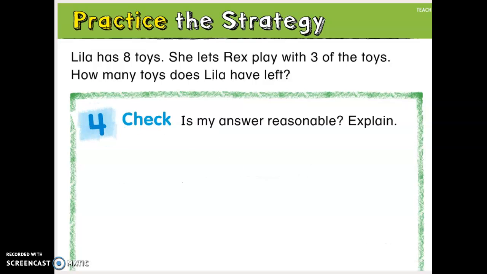Now, on this strategy where we check our answer, we just have to explain our answer. So to check this, we knew that she had 8 toys to begin with. She took away 3 toys, so it was 8 take away 3, and we got 5 toys that were left over.